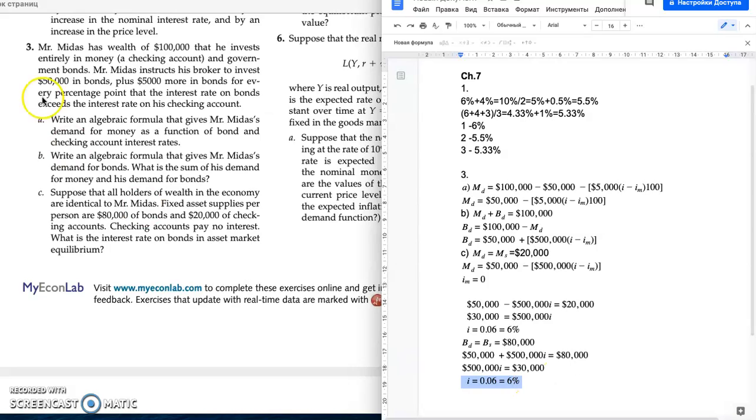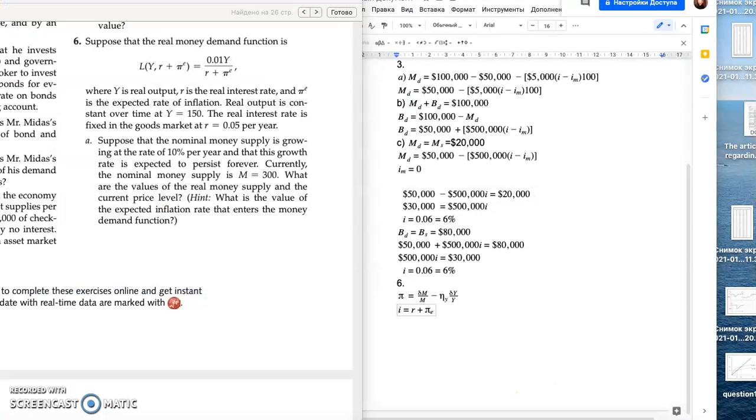Okay, let's analyze problem number 6, where we have the real money demand function. Also, we have the real output, which is constant over time. Real interest rate is also fixed, and we have the growth rate of nominal money supply, which is 10% per year, and this growth rate is expected to persist forever. What we need to find is the real money supply and the current price level.